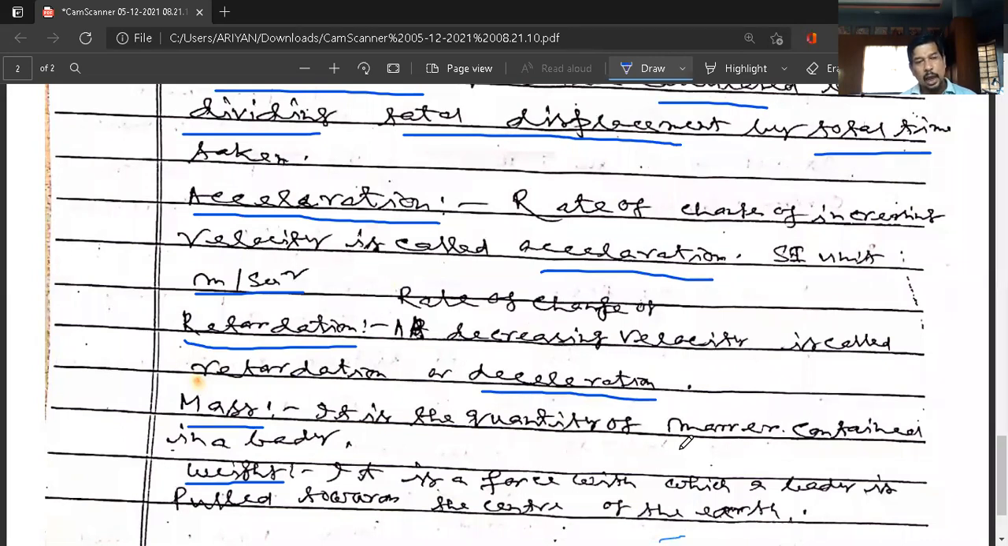Yes, sir. Look once more: mass is the quantity of matter contained in a body, and weight is the force with which a body is pulled towards the center of the earth. Number two: mass is always the same all over the earth, and weight always differs in different places. Mass is measured by the common balance, weight is measured by spring balance. Do you understand?